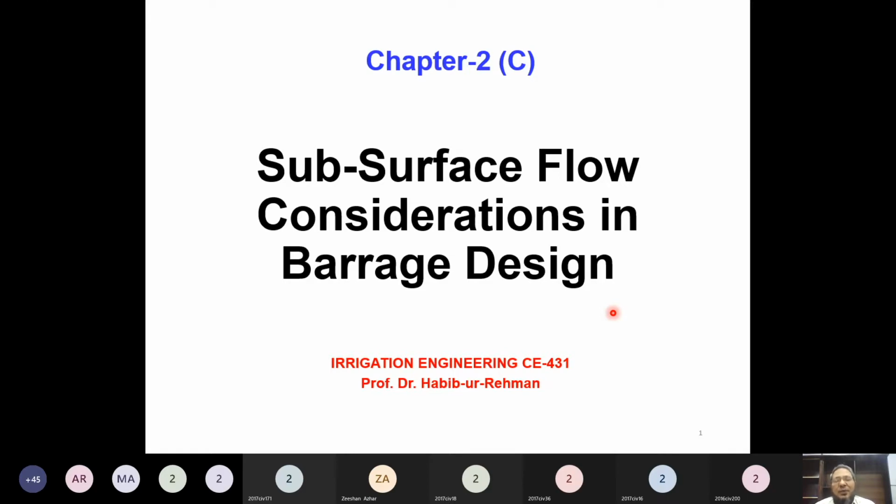And if a barrage is provided over such type of subsoils, then what happens? Water, in addition to surface flow, also flows under the barrage structure. And under the barrage structure means subsurface flow, and we have to give the subsurface flow considerations.